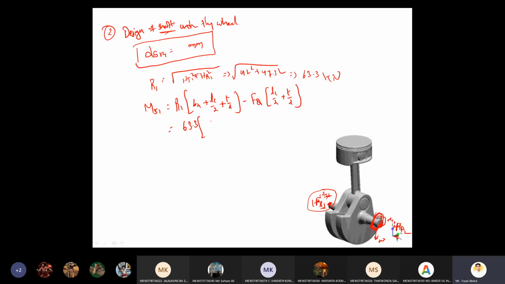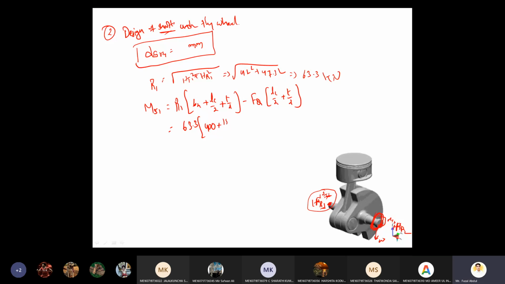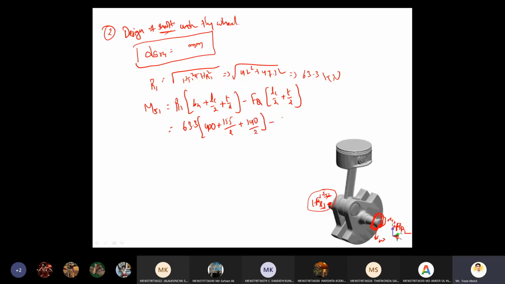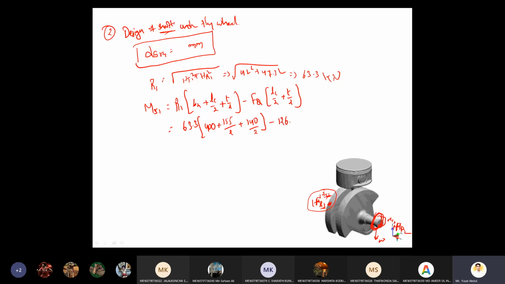B2 is 400. LC is 155. This also we got in the previous case. Thickness of the crank web is 140. This also we got in the previous case. Minus FQ force. FQ force also we calculated, 126.5 in the previous, into LC by 2 plus thickness of the web 140 by 2. Substitute and get the answer.